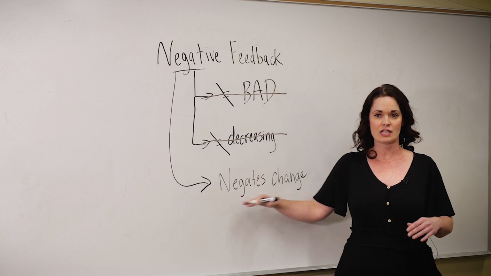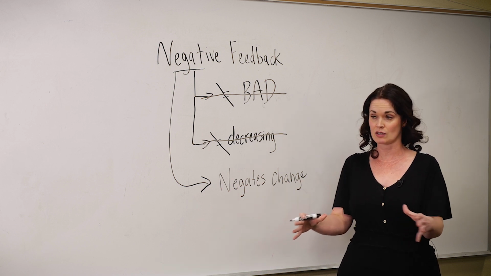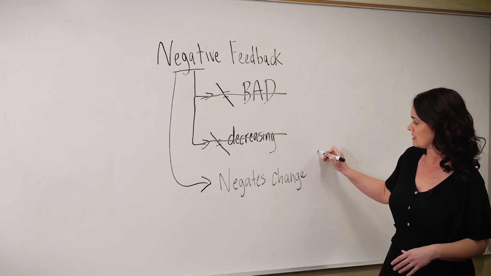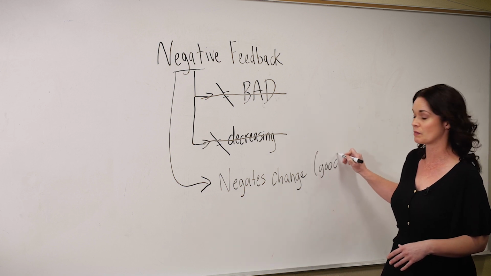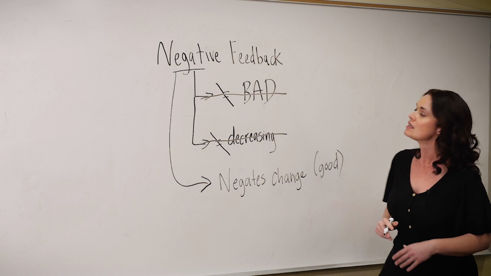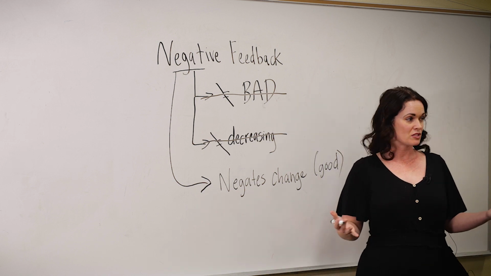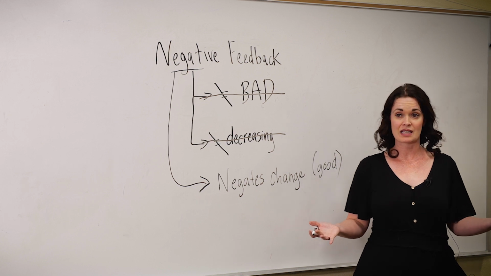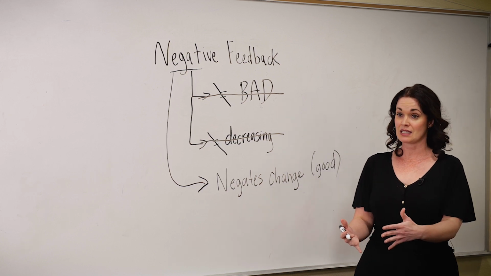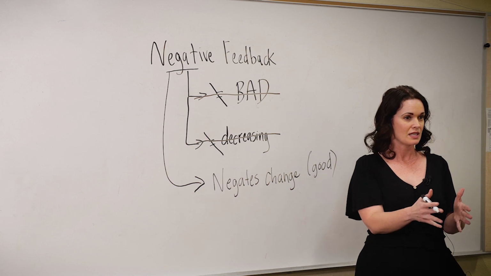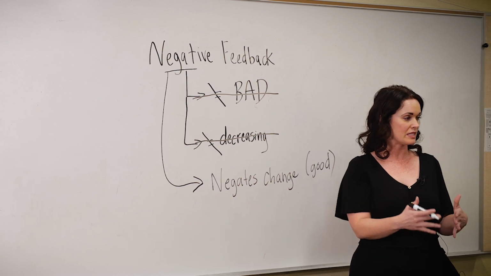Because it negates change, it allows us to maintain homeostasis. Because it allows us to maintain homeostasis, it's a good thing, right? We want to be able to do that, or else you die. So it's not bad, and it's not always decreasing. If your body temperature is becoming too high on a hot day, negative feedback is going to negate that change and bring it back down. So not always increasing, not always decreasing.